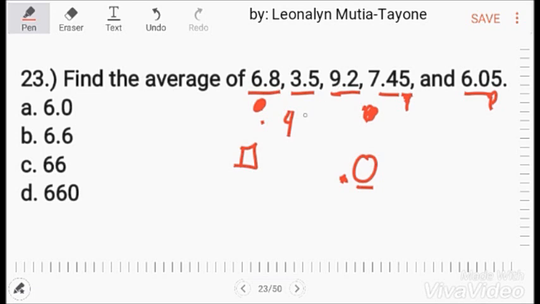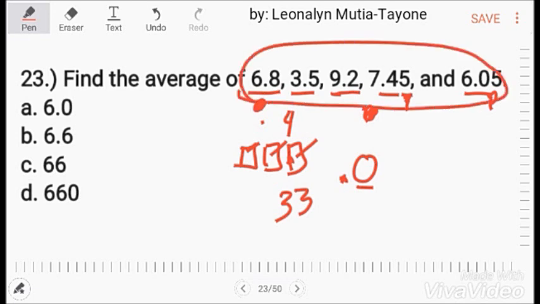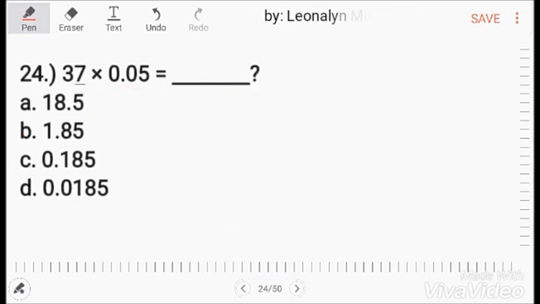1 plus 9, that is 10. So, isang 10 ka ulit. Wala ka na. 7. 7 plus 6 equals 13. So, 3 lang isipin mo. Yan na yung mga tens mo. Mayroon kang tatlong 10. 1, 2, 3. So, 33. Pali, ang total nito ay 33. So, 33 divided by 5 and that is 6.6. So, B ang answer.